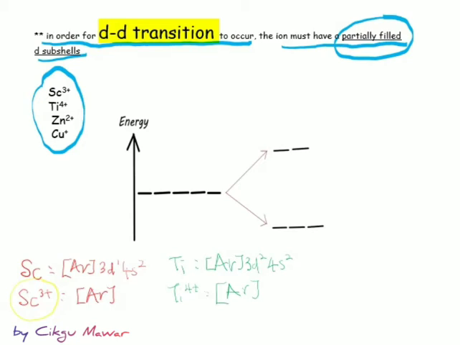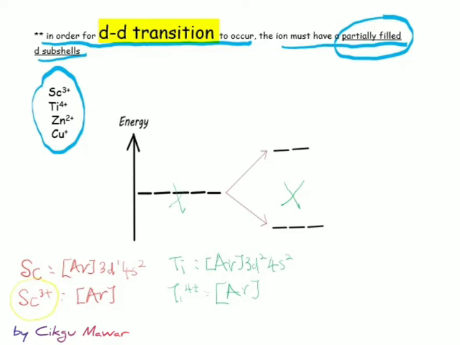Same as scandium 3 plus, it has no electron in the 3d orbital, and once again no d-d transition can occur. So that's why titanium 4 plus ion is white in color, because it has no d-d transition.